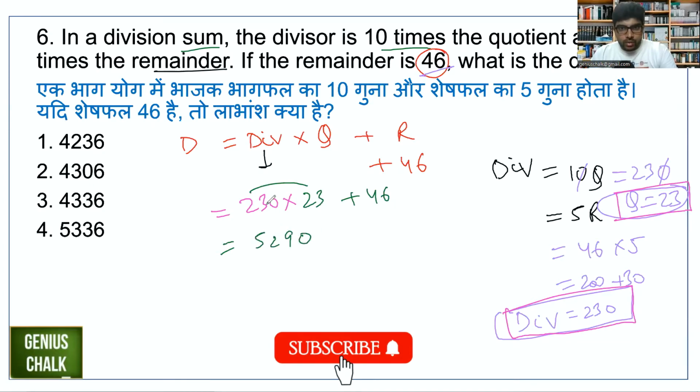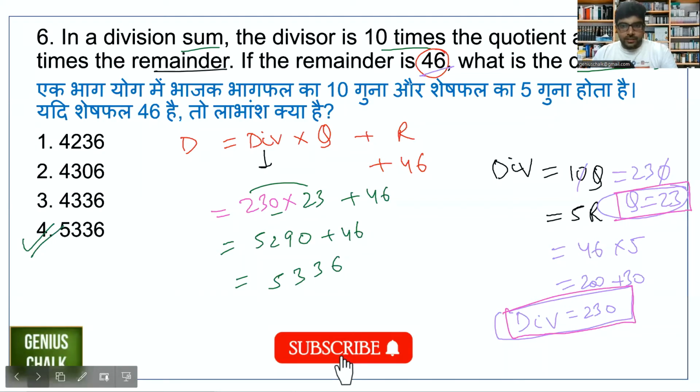1 0 I'll put because of this 0. And then 46. So what is my answer? 6, 3, 3, 5. And that is the number. This is the dividend we were looking for, right? All right, next.